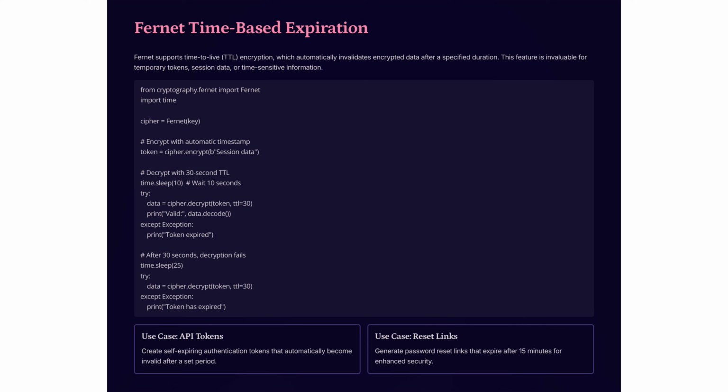Fernet's time-to-live (TTL) feature ensures encrypted data expires after a set duration, enhancing security for temporary tokens and session data. Encrypt data with a timestamp and specify time to live during decryption. For example, API tokens can self-expire, and password reset links can be set to expire after 15 minutes, preventing unauthorized access.